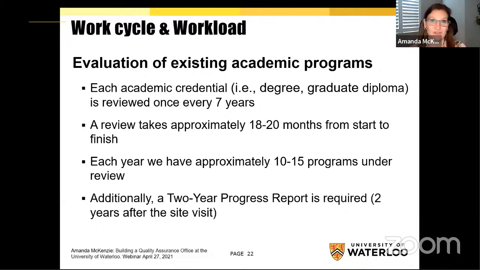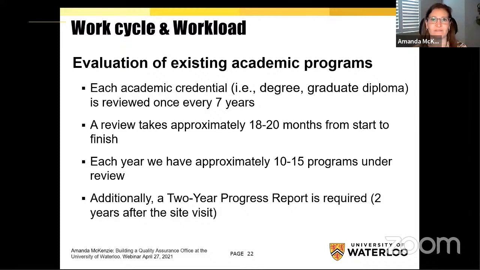Then after July, we're looking towards the fall, and that's when we would schedule their external site visit. So the whole process for an academic program review takes about 18 to 20 months, and it's quite long. And if programs get behind, all these timelines get deferred, and that happens quite frequently. We also have a 2-year progress report that's required for all programs. So 2 years past their site visit, they're required to provide us an update on how they're doing.